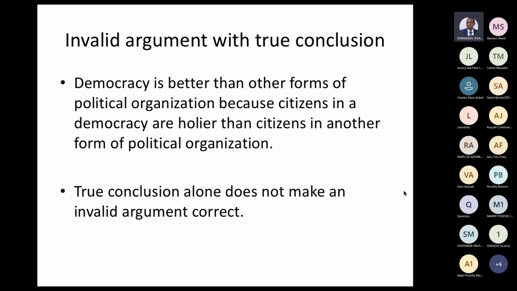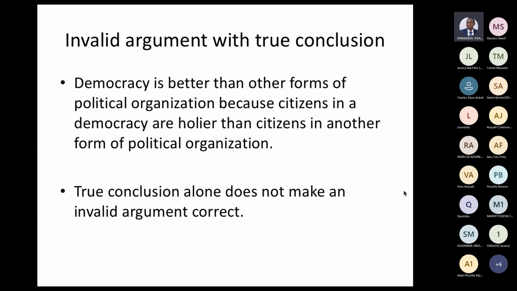Now, this statement is a complete argument. It's one of those arguments where the conclusion and the premises are in a single sentence. The first part of the sentence is the conclusion. The supporting premise is the second part of the sentence. Democracy is better than other forms of political organization. That should be the conclusion. And then the second part is the premise, because citizens in a democracy are holier than citizens in another form of political organization.